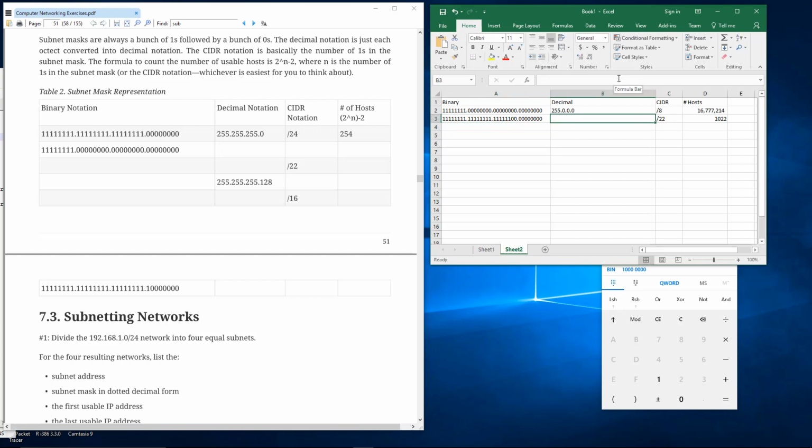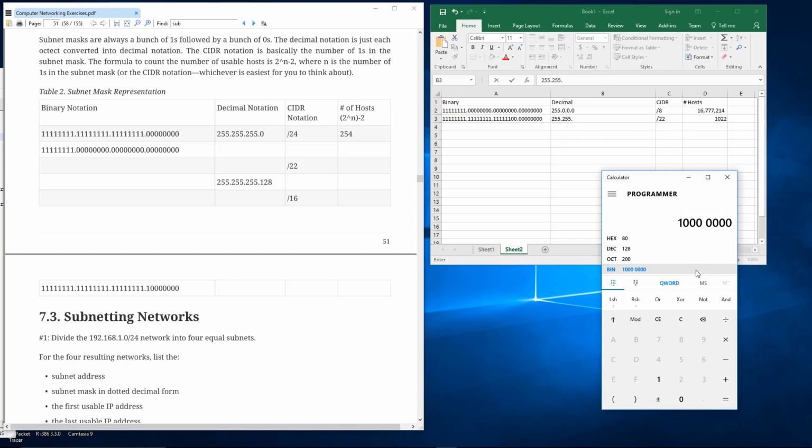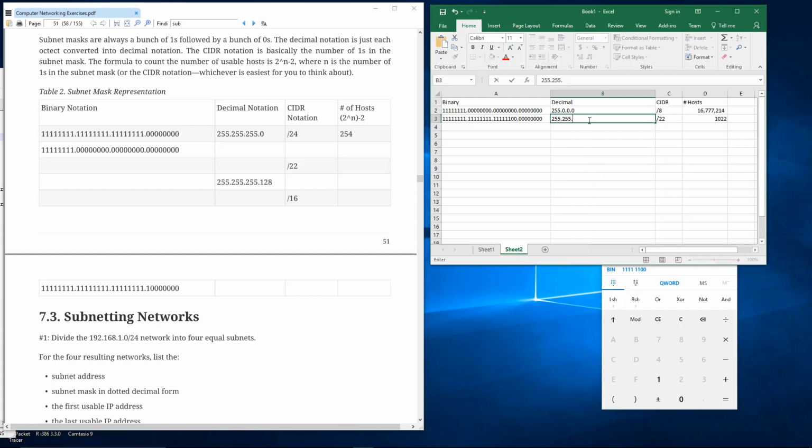So just use that CIDR notation, counted out 22 ones, separated them into groups of 8, and I got the binary representation. Okay, so the first octet, that's easy to convert to decimal, that's 255. Second one, that's also easy, 255. Okay, but now we got that tricky third one. I'll use my Windows calculator. Oops, escape to clear that out. 1, 1, 1, 1, 1, 1, 0, 0. The decimal is 252.